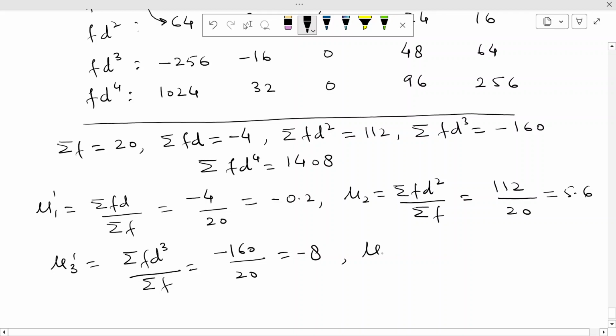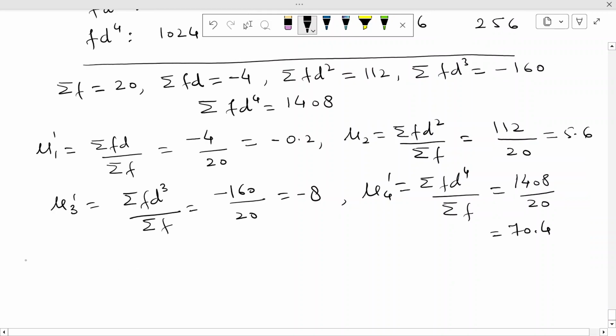And lastly we will obtain our fourth or last moment, which is defined as summation FD4 over summation F, and summation FD4 is 1408 divided by 20, and this is coming out as 70.4.